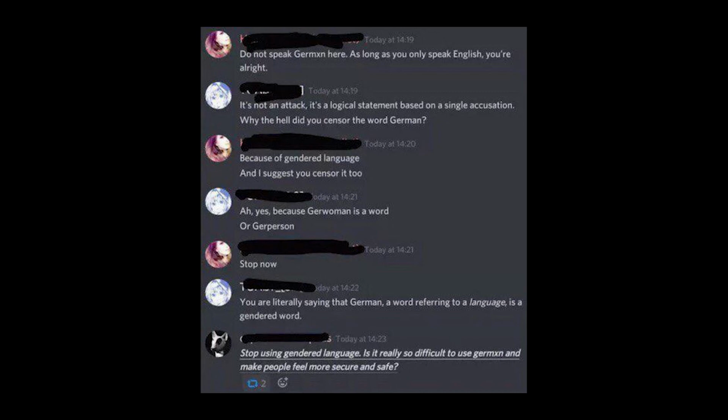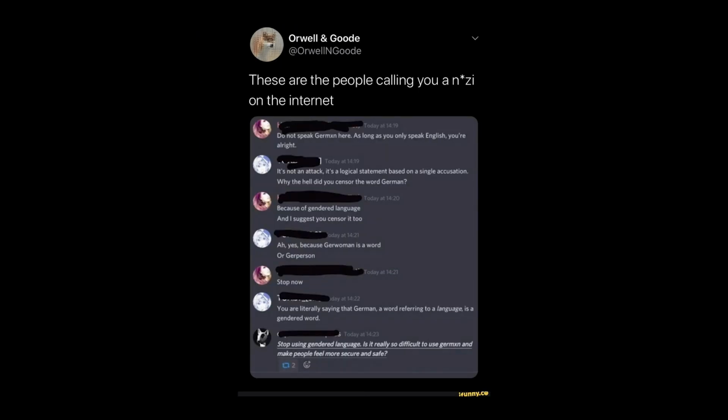Now, to continue with the theme of not judging information based on its source, let's take a look at this tweet by Twitter user at OrwellNGood. Now, I'm sure many of you can already see the error in this person's reasoning. But for those of you who do not yet understand the error, or may be coming from a different perspective, which hampers your ability for objective analysis, I will present the case here.